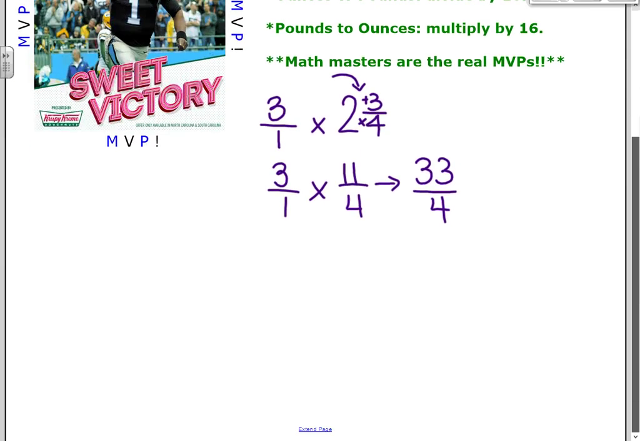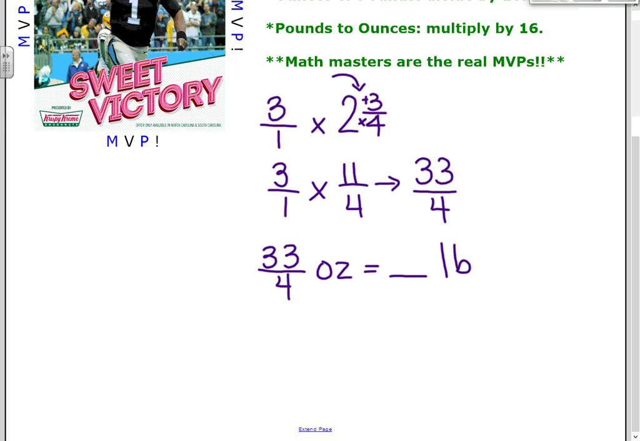But this just gives me how many ounces there are. I'm not going to change it back to a mixed number, because in order to divide, I'm just going to have to change it back, so I'm going to leave it. So I have 33/4 ounces, and I want to know how many pounds that is. What are we going to do? Correct, we're going to divide. If I'm going from a smaller to a bigger unit, I'm going to divide. So I have 33/4 divided by 16. And because I'm doing division, I'm going to rewrite that over 1.